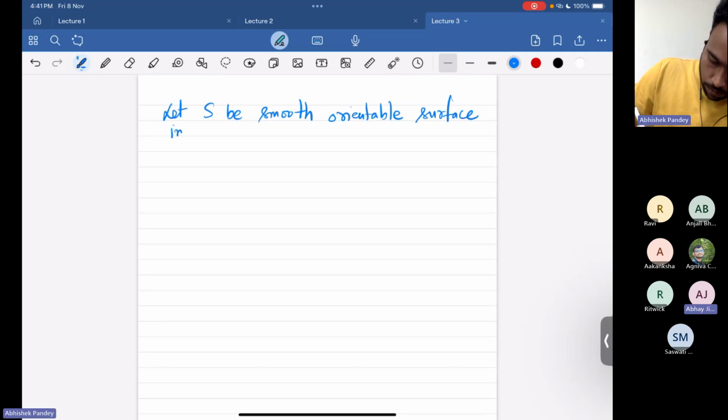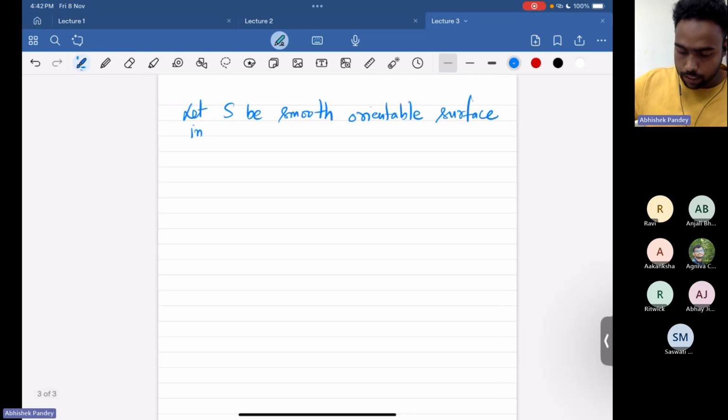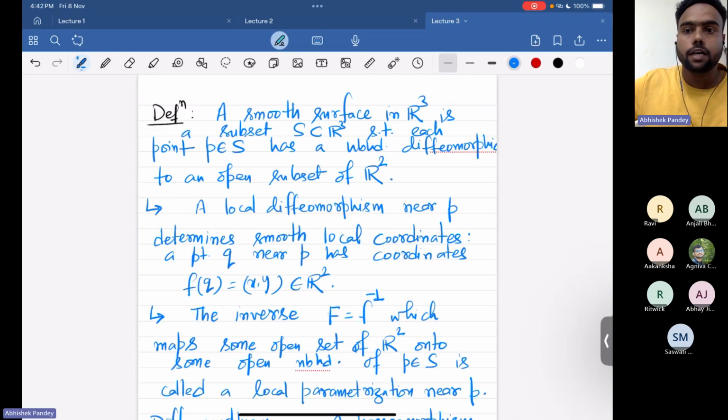I have a question, it may be silly. For a smooth surface, there can be many local parameterizations. Is there any canonical choice of parameterization? Because basically the transition map is again going to be a diffeomorphism.